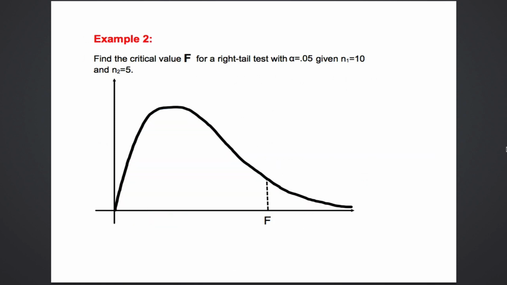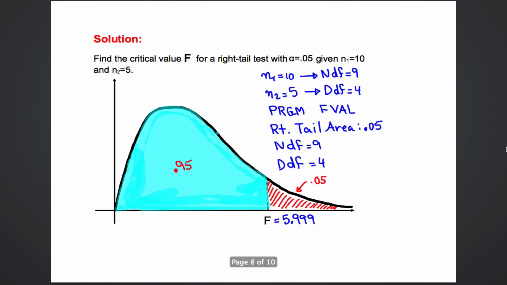Let's look at another one. We're supposed to find the critical value F for a right tail test with a significance level alpha of 0.05, sample size 1 of 10, and sample size 2 of 5. So n1 is equal to 10, which means the numerator degrees of freedom will be 9, one less than the sample size. And n2 is equal to 5, so the denominator degrees of freedom will be 4, n2 minus 1.